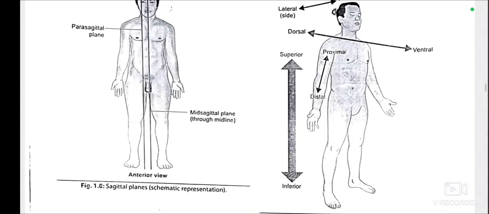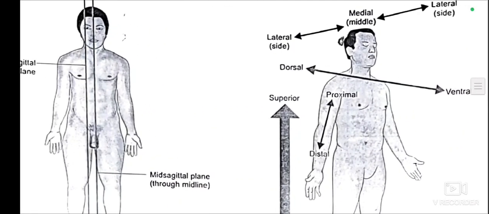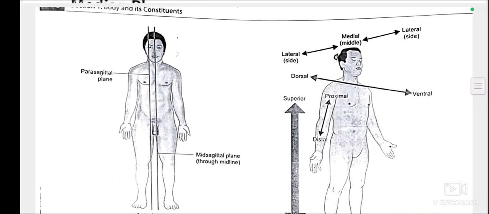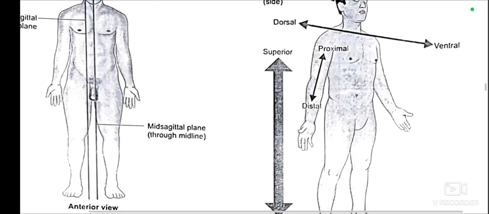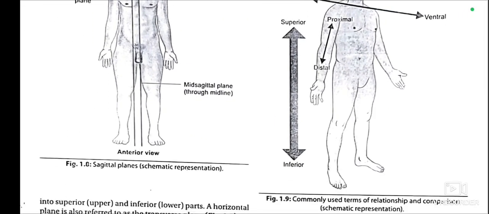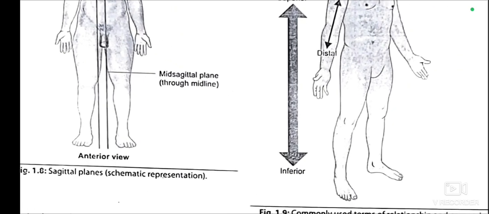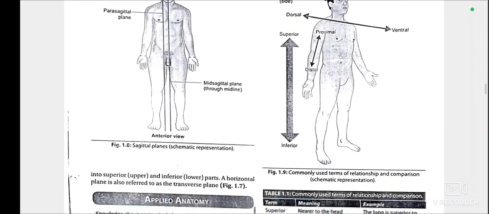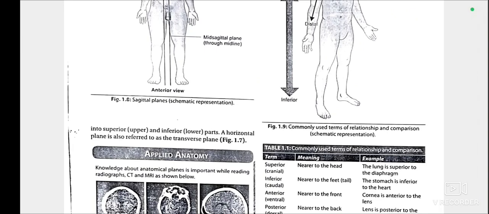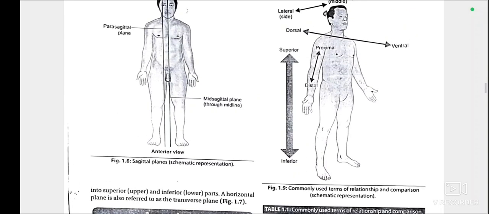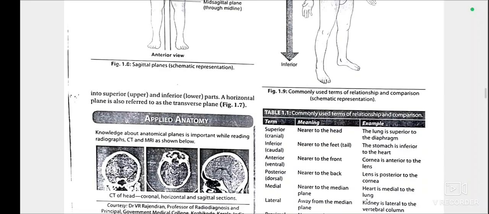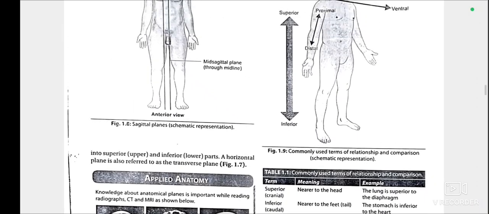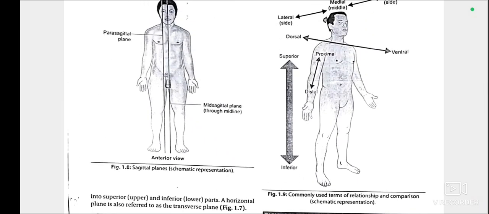Superior is the upper portion of the body, and the downward portion of the body you can say is inferior. Superior and inferior. The example: superior is near to the head. You can see superior is near to the head. Example: the lungs are superior to the diaphragm.